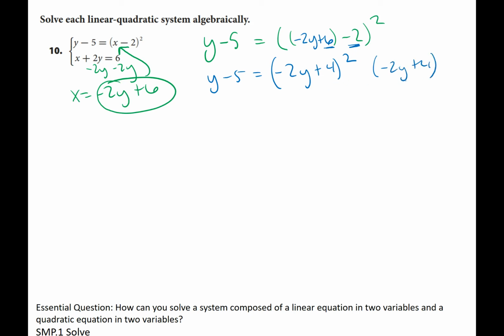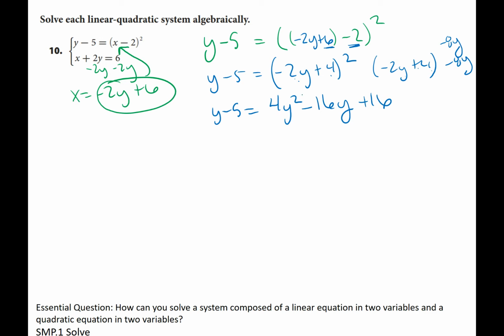And I'm doing some scratch work right there. So negative 2y times negative 2y is 4y squared. Negative 2y times 4 is negative 8y. And we've learned in class that we'd have 2 of those. So my middle becomes negative 16y. And 4 times 4 is 16.